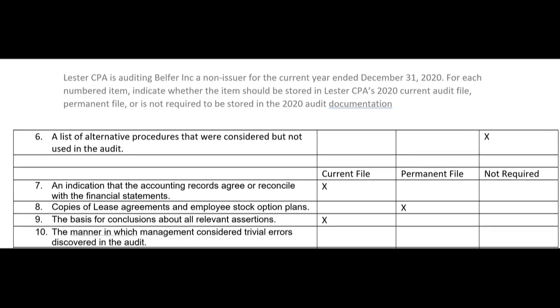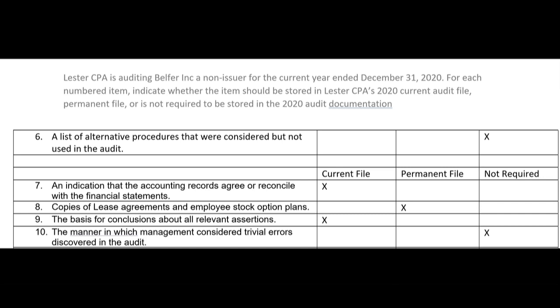Number ten, the manner in which management considered trivial errors discovered in the audit. And that would not require our documentation because they're trivial errors. So the manner in which management considered those trivial errors that we found is not required for us to document. If those were major errors, then of course the current file.